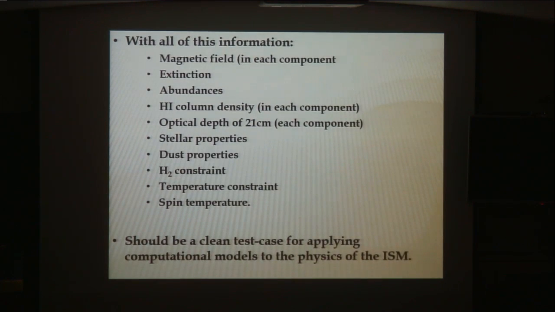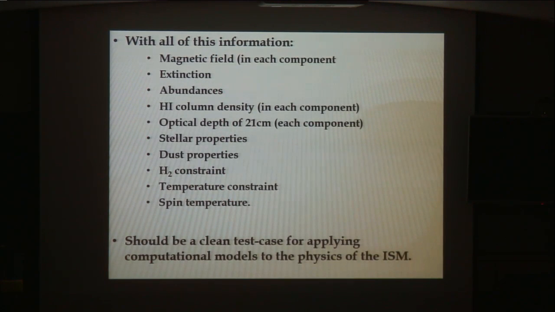Now, to list all this, let's make sure. There we go. We have all this information. We have extinction, abundances, dust properties. The trapezium stars have been well studied. We have a pretty good idea of their solar radiation field. So we have constraints on H2, temperature, spin temperature. All of this data we have at our disposal.